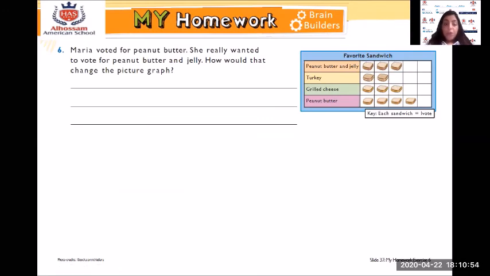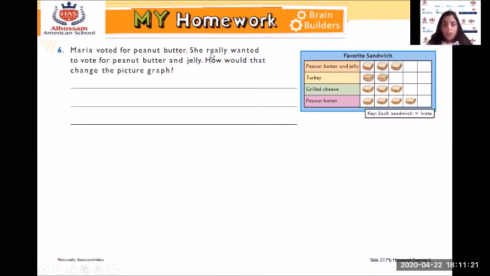Maria voted for peanut butter. She really wanted to vote for peanut butter and jelly. How would that change the picture graph? Maria voted for peanut butter and jelly. Then she changed her opinion. Now she wants to change. So she's going to choose peanut butter and jelly.